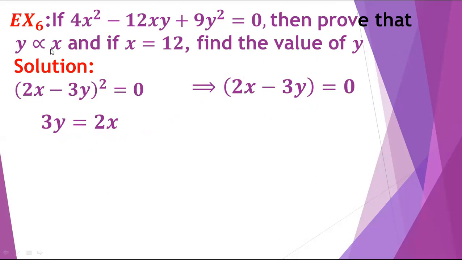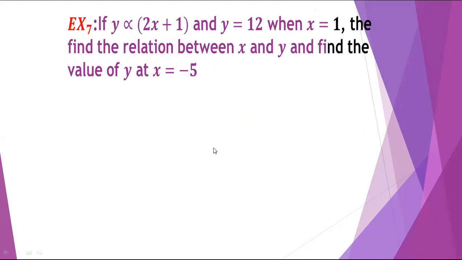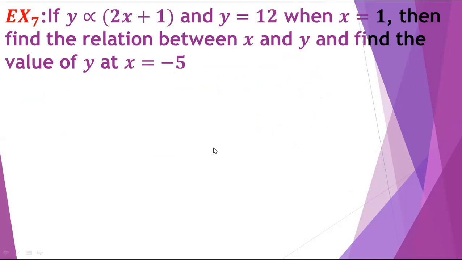It means y equals a constant times x. Then y equals 2 over 3 x. Y equals the constant times the x. Then y varies directly as x. The second part of the required: if x equals 12, find the value of y. It's so easy. Put x in the relation equals 12, you can find the value of y. Then y equals 2 over 3 times 12, and use your calculator to find the final result.